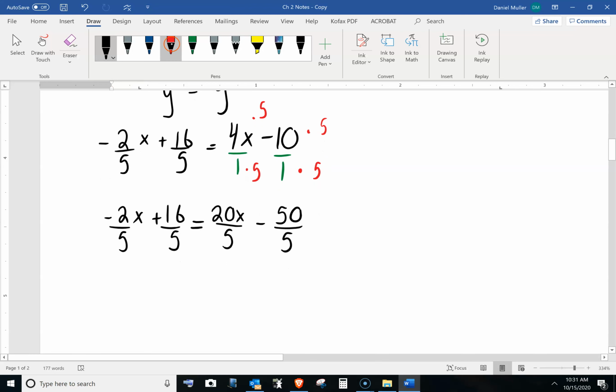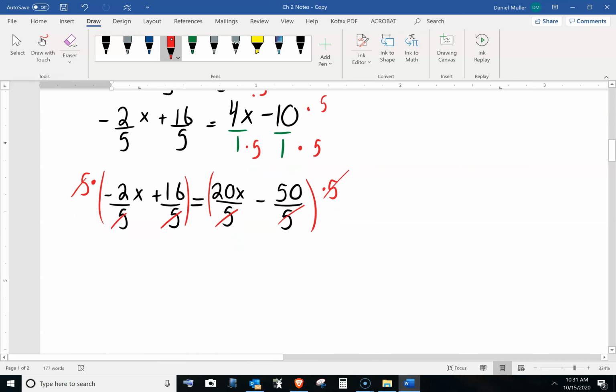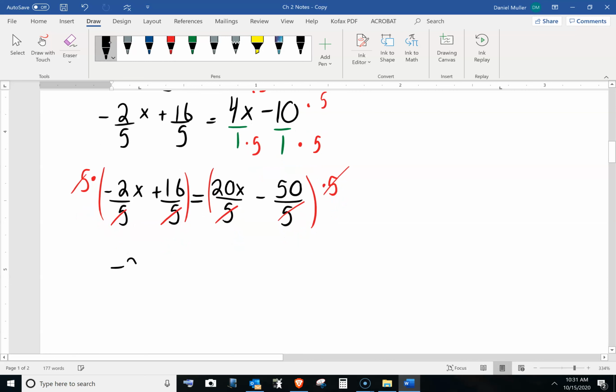And once you have all of them, then you can do the 5s on the denominator. You can multiply the numerator by 5, so up top, and whatever you do to one side, you also have to do the other. And this 5 is going to go into both of those, so the 5 on the numerator will cancel with the denominator, and then when it goes into here, it will also cancel with that one. And then this 5 here will cancel with that 5 and that 5. So then what you're left with is negative 2x plus 16 equals 20x minus 50.